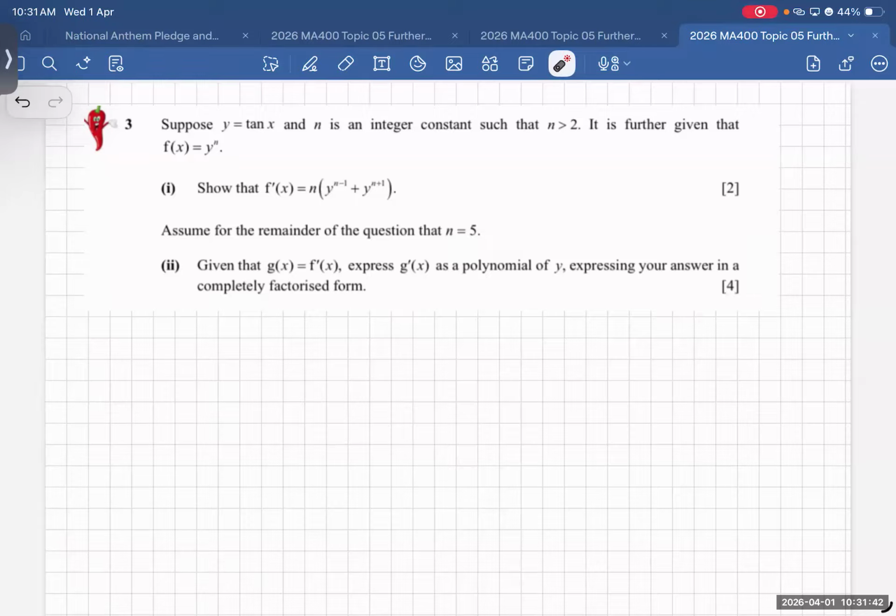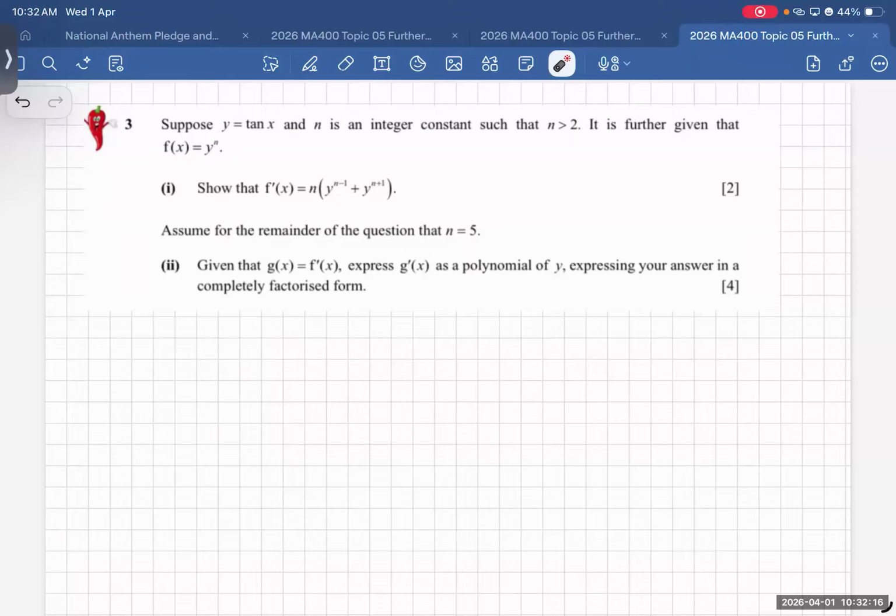Okay. So of course from here, how do I differentiate this, guys? How do I differentiate this? So now you let n be 5. Let n equal 5, which means that you are differentiating what? 5 y^4 plus 5 y^6.